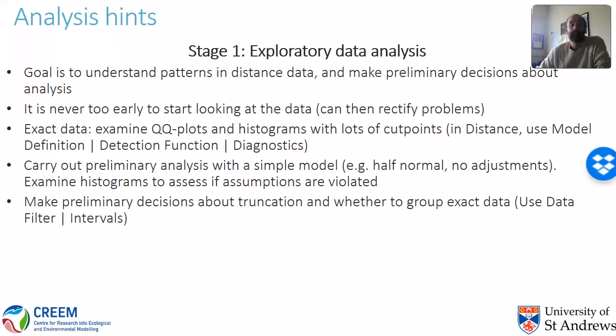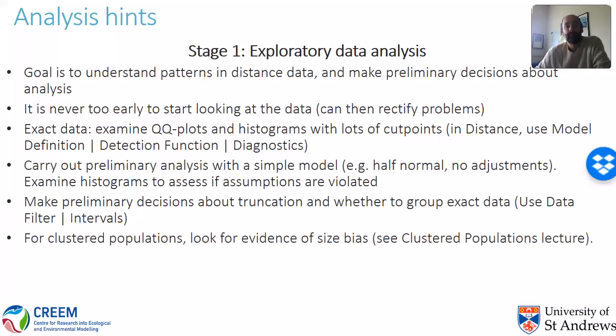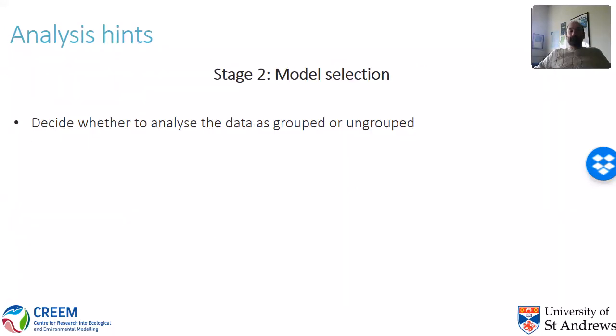Then you'll have to make some preliminary decisions about truncation and whether you should or not group your exact data into bins, for example. And so, again, you'll be looking at plots of the data to make some decisions. For the case with clustered populations, you're going to try to look for evidence of size bias, so to see whether detectability depends on cluster size, as that might determine which kind of analysis you implement afterwards.